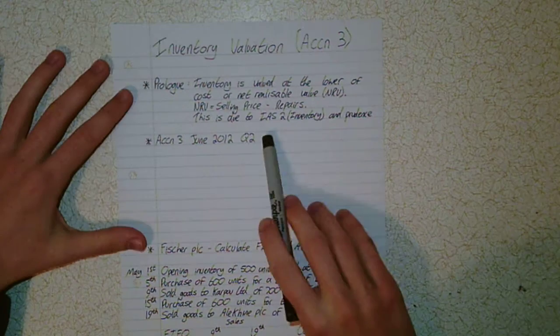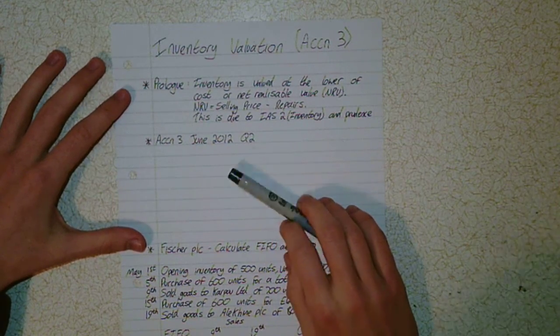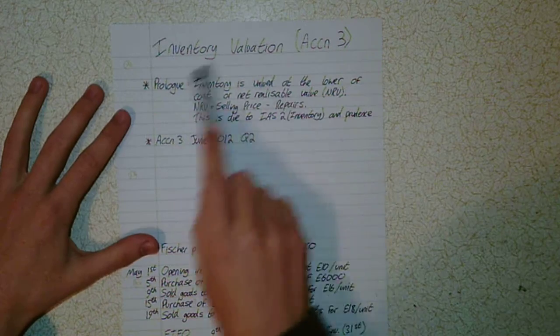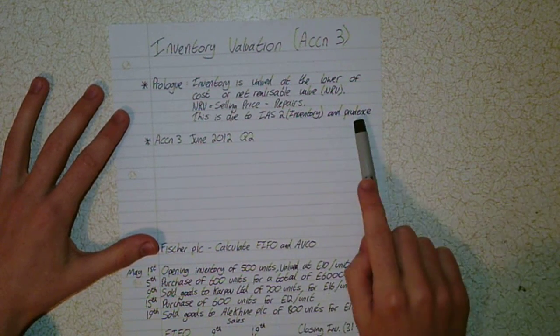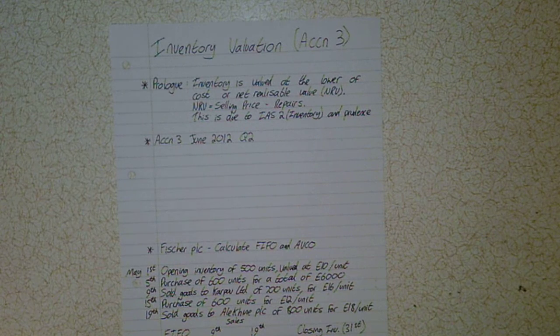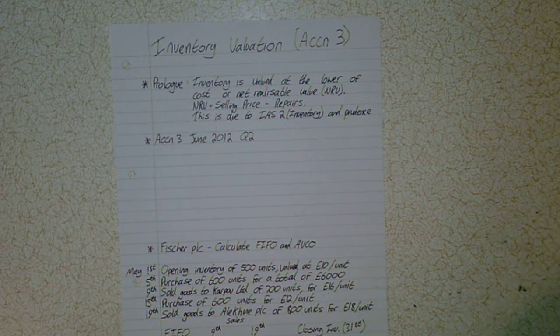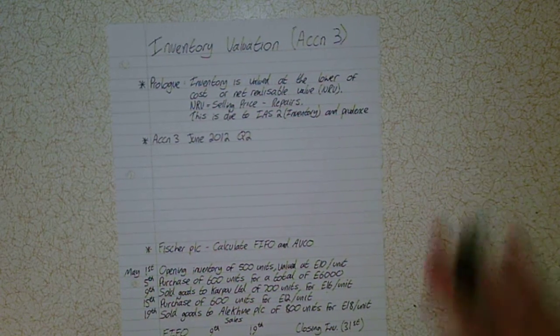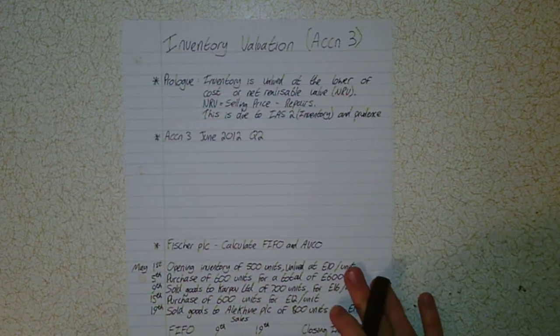Why is this? This is due to International Accounting Standard number 2, the one that's concerned about inventory. This is what it says in that standard. And prudence, the accounting concept. So we're going to lower profits, increase expenses in a sense. We're going to get a prudent view of the accounting period, is what we want.